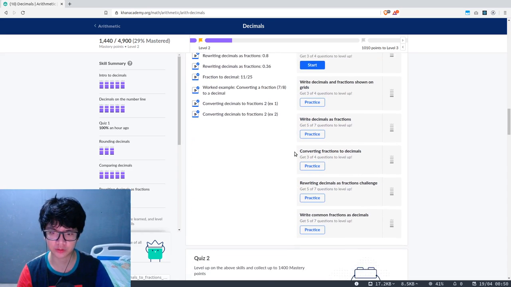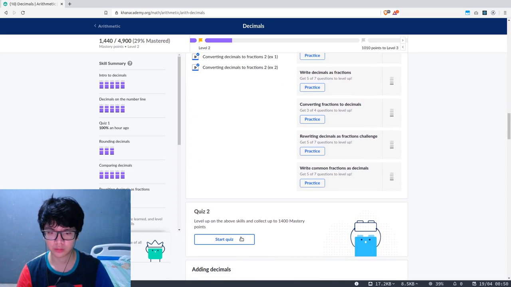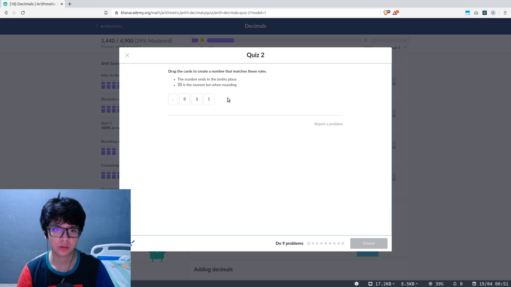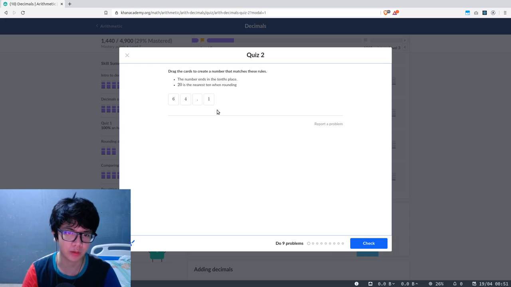What if I take the quiz first? Let's see what happens. Drag the cards to create the number that matches this room. Then splice. 20 is the nearest 10 in room.